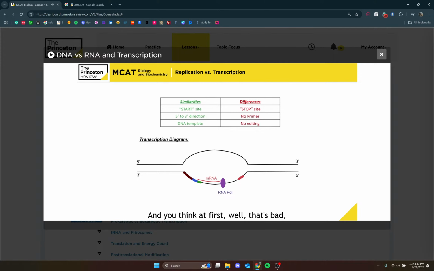And you think at first, well, that's bad, because if we don't edit our transcript, if we don't proofread, then we're going to end up with some bad RNA. And that's true. You will end up with some bad RNA. Whether or not you get bad protein is a different story, though. For one thing, we don't worry about it too much, because even if it was completely bad RNA and produced completely bad protein, it's a transient molecule. It's going to be degraded and made again, and the next time you make it, it'll probably be fine.